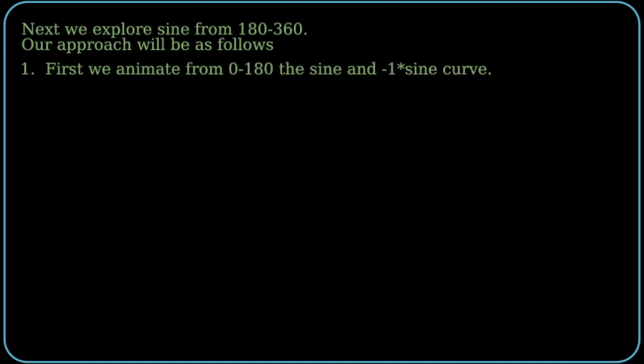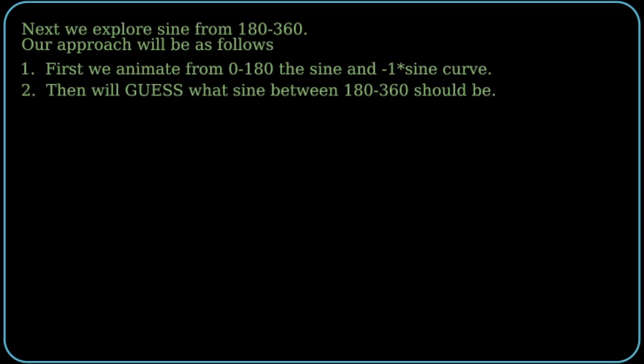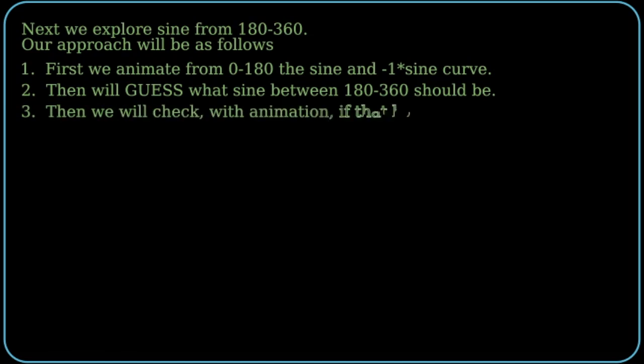Next, we explore the sine function from 180 to 360 degrees. Our approach will be as follows. First, we animate from 0 to 180 the sine and -1 times sine curve. Then we will guess what the sine function between 180 to 360 should be. Then we will check with animation if that holds.